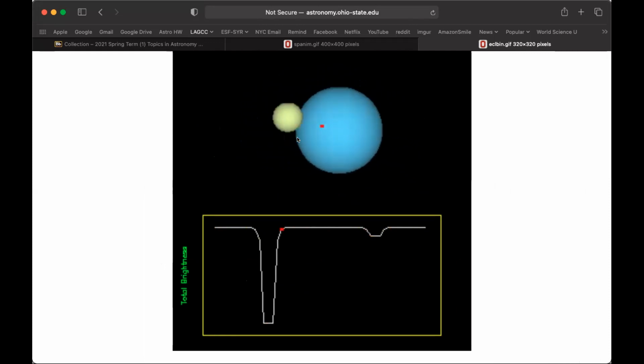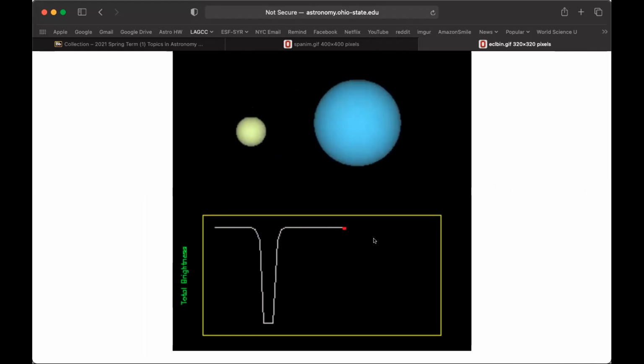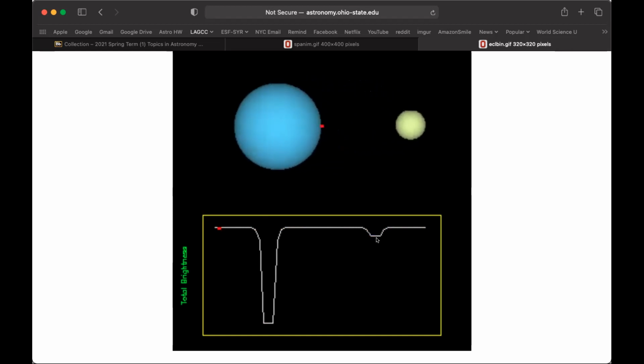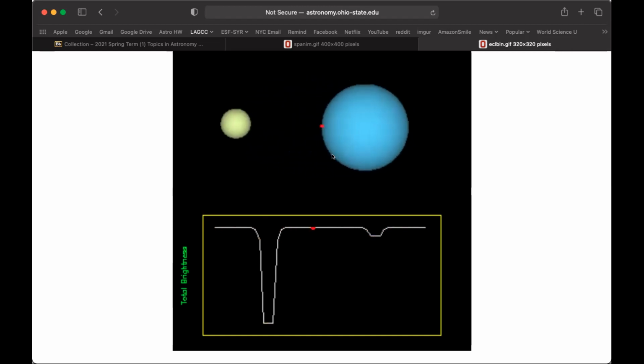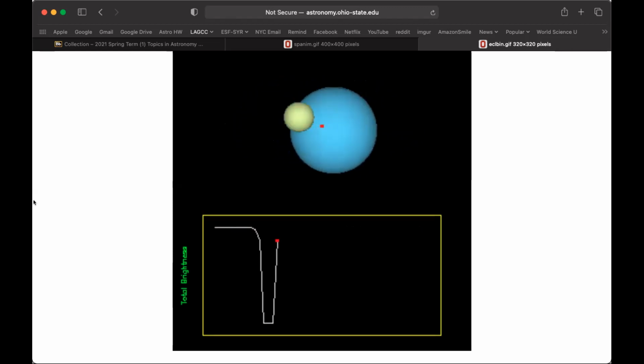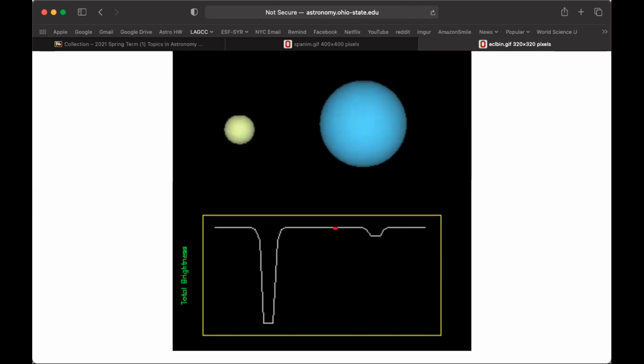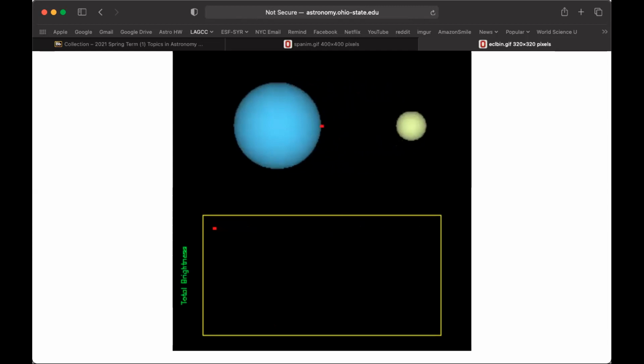In tracking that total brightness over time, we get a big dip and then a little dip. Then time passes and we get another big dip, and then another little dip. And so this is an eclipsing binary, right? Again, we're looking at it along the plane of their orbits.